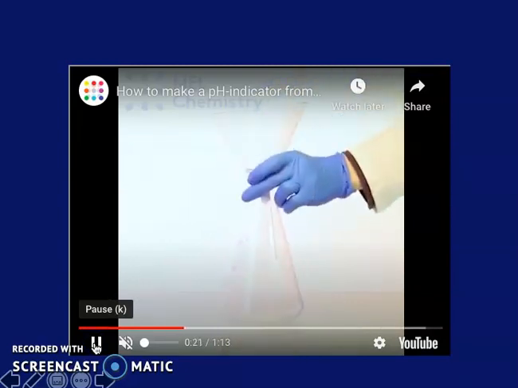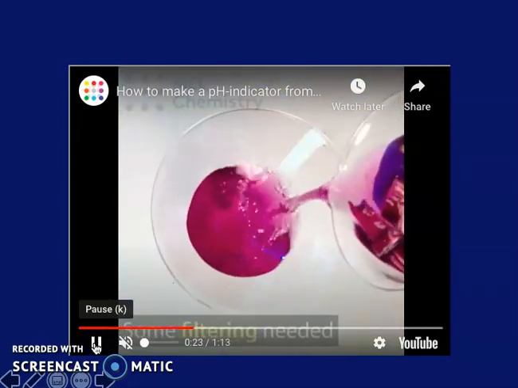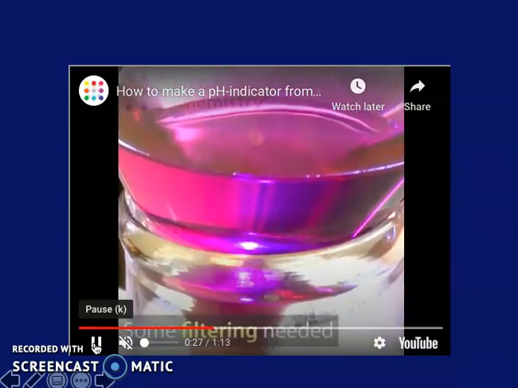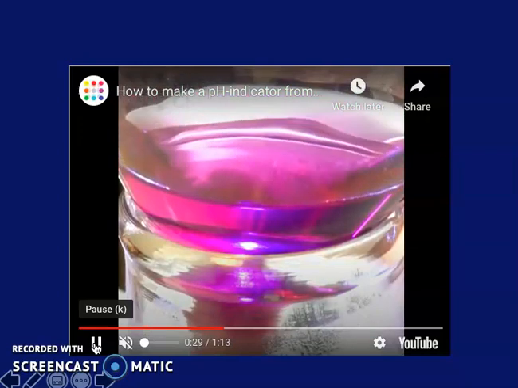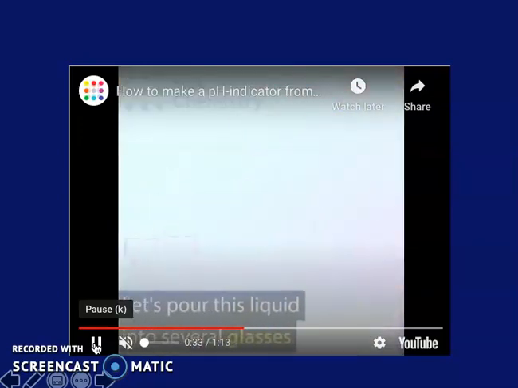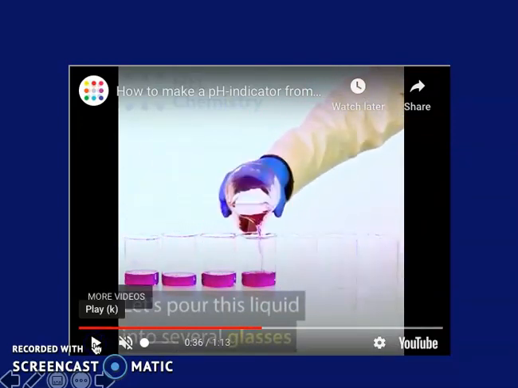After that, you are going to have to strain it in some way. Now, you are not going to have a filter paper and funnel, which is what we use in school, so a sieve will do the job perfectly. Again, be careful with hot water, but just sieve it into a different container. Now, this person here is using buckets and buckets of beakers. I just want you to get 3 glasses from home and put your indicator into each of the 3 glasses.